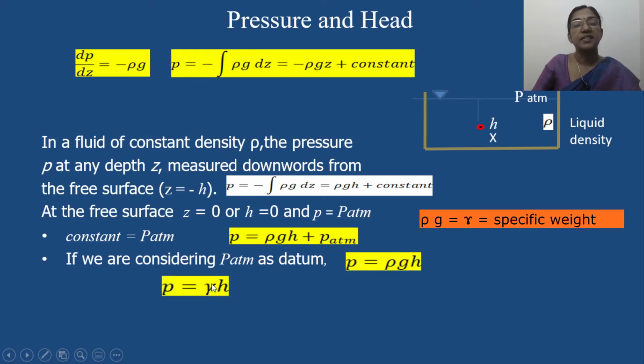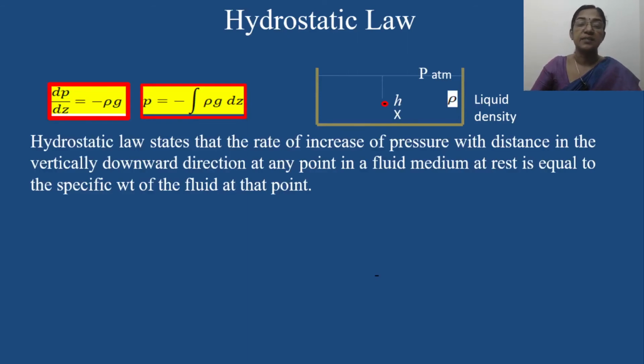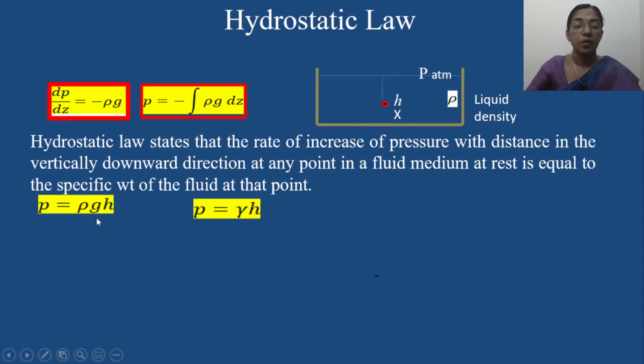Here gamma indicates the specific weight of the fluid. So this is called the hydrostatic law. The hydrostatic law states that the rate of increase of pressure with distance in the vertically downward direction at any point in a fluid medium at rest is equal to the specific weight of the fluid at that point. That means pressure at any point in a static mass of fluid depends upon its position with respect to the free surface and the specific weight of the corresponding liquid. Or we can write P equal to rho g h, or P equal to gamma h.